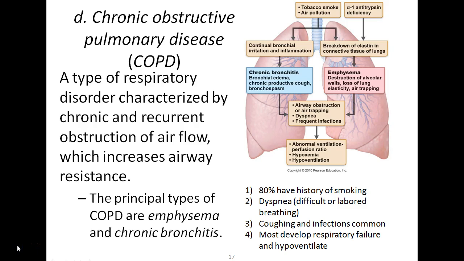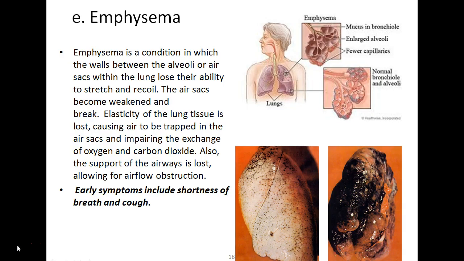Another disorder we encounter might be chronic obstructive pulmonary disease. This is a type of respiratory disorder characterized by chronic recurrent obstruction of airflow. Let's look into a couple more common cases of COPD, that is emphysema and chronic bronchitis. Emphysema is going to be a condition in which the walls between the alveoli, or the air sacs, lose their ability to stretch and recoil.